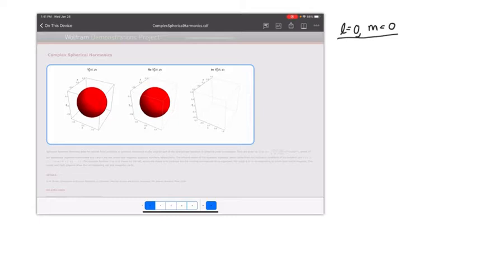When I think about the nodes for this function, I'm thinking about angular nodes. So I'm asking myself, if I stay at a particular distance r away from the center of this function, and I walk around at any angle, does the function change sign? For this sphere, there is no place where the function changes sign as I walk around on the outside of this sphere. So this spherical function has no angular nodes.